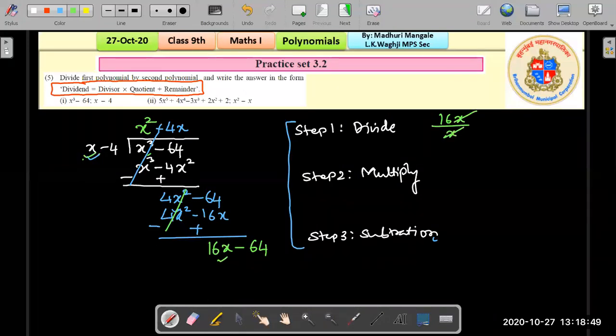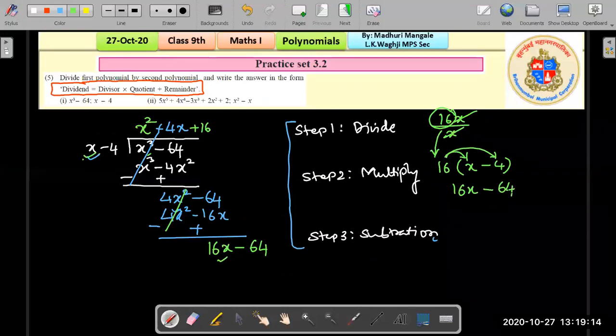X will get crossed out. Where do we write this 16? At the top. So plus 16 goes over here. What is step 2? Multiply whatever we got in step 1 with the divisor. Divisor is x minus 4. So simply distribute. What do we get? 16 times x is 16x, minus 16 times 4 is 64. So we write it out over here, that is 16x minus 64.